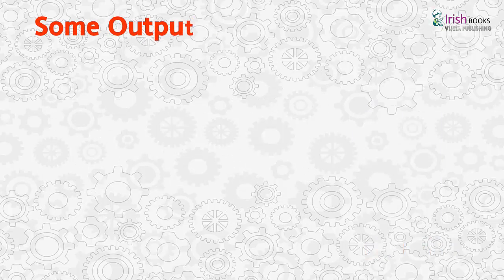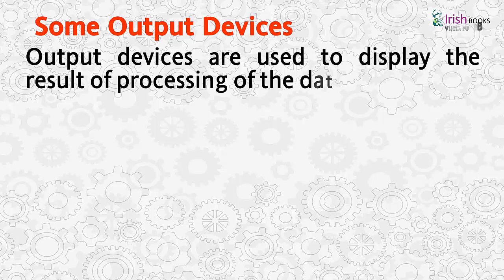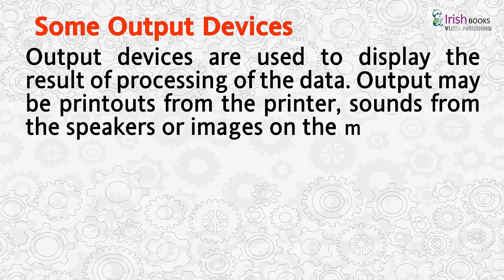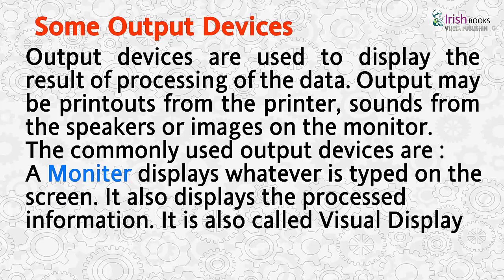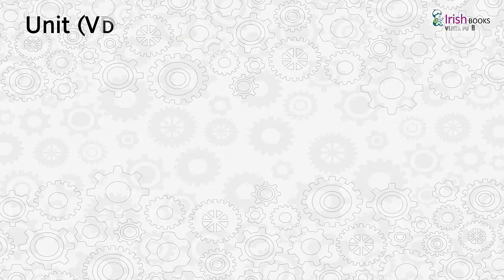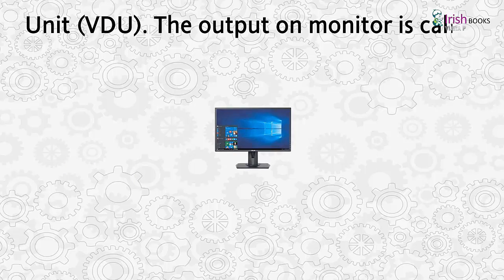Some output devices. Output devices are used to display the result of processing of the data. Output may be printouts from the printer, sounds from the speakers, or images on the monitor. The commonly used output devices are: a monitor displays whatever is typed on the screen. It also displays the processed information. It is also called Visual Display Unit, VDU. The output on a monitor is called soft copy.